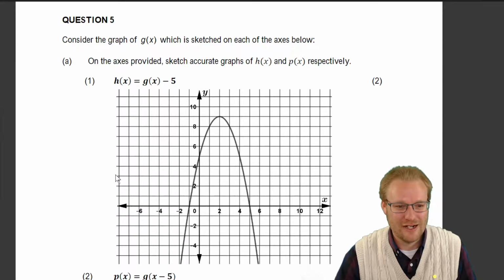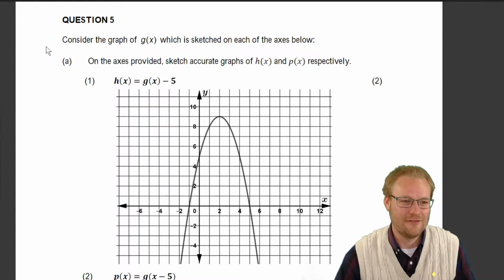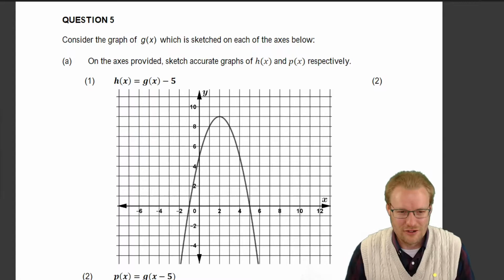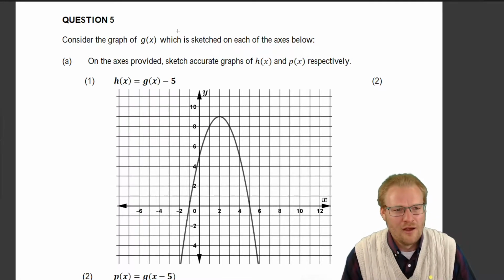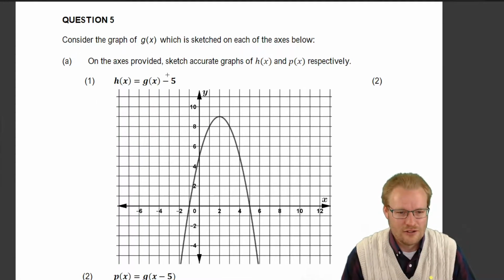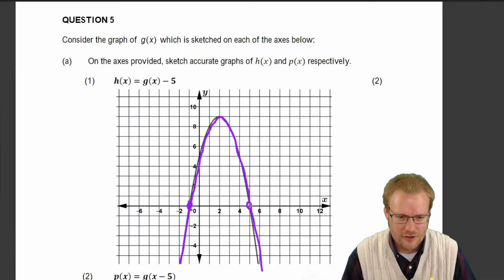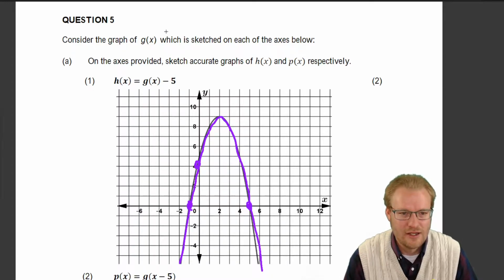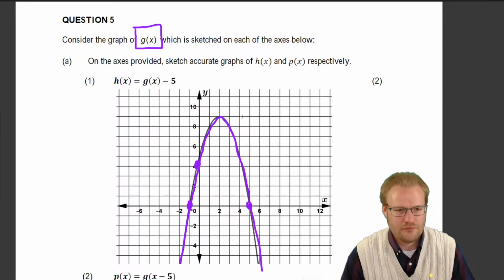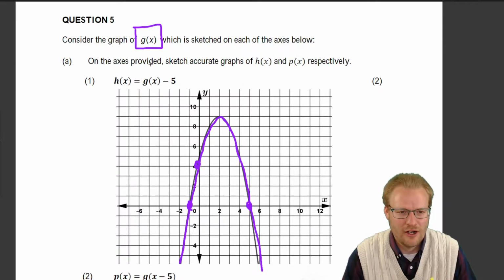We've got question 5 and it's asking us about graphs of functions on the Cartesian plane. Consider this. So we've got g of x sketched below. So here's g of x. That looks like it goes through 0, 5. It's got a turning point there. It's got another x-intercept. So it's got a few things that stick out about it. That's what g of x is. And we need to draw accurate graphs of h of x and then p of x.